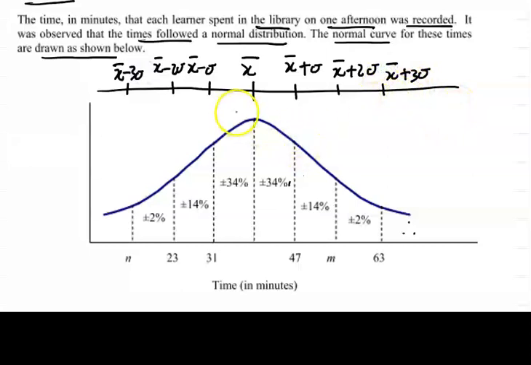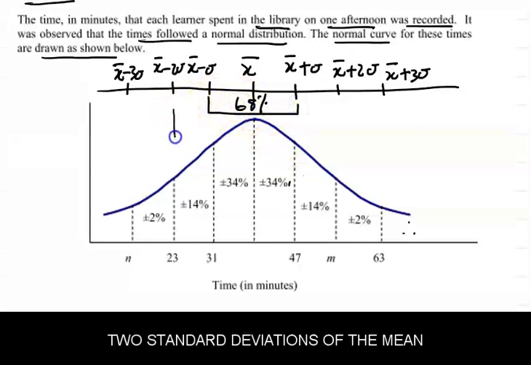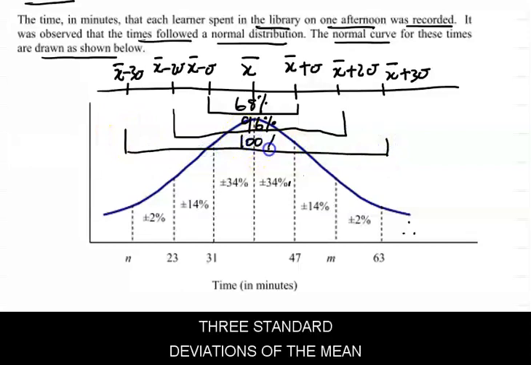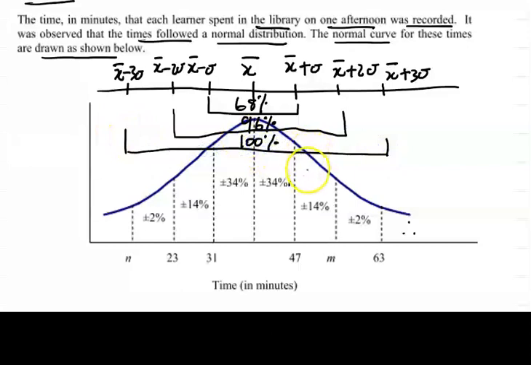So this bell-shaped curve tells us that within one standard deviation of the data we have 68% of the information. Within 2 standard deviations, 96% of the data would lie. And within 3 standard deviations of our data, there would be 100% of the information. So that's basically how normal distributions work. Let's see if we can answer these questions.